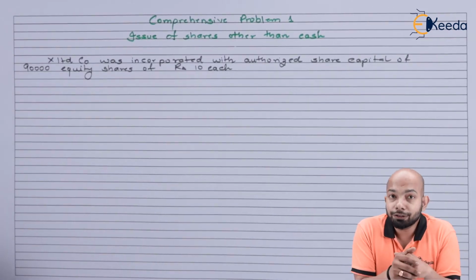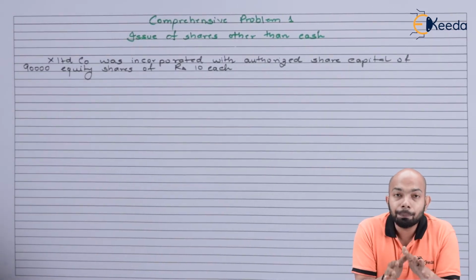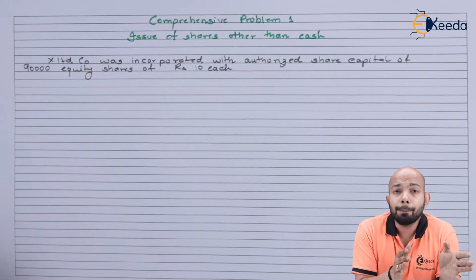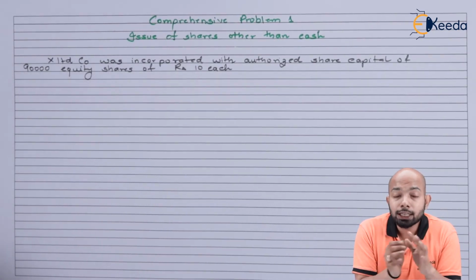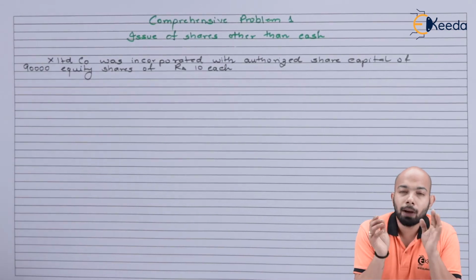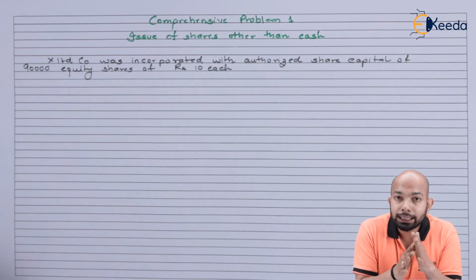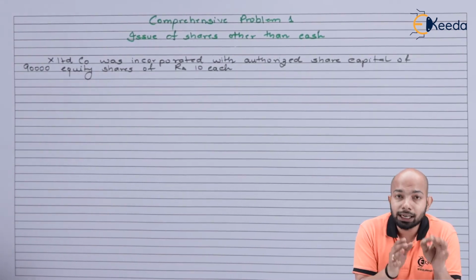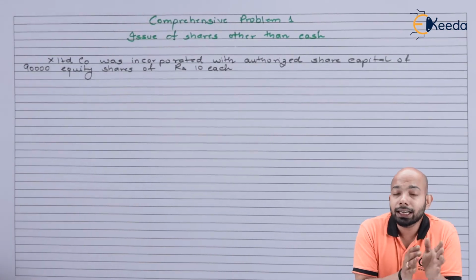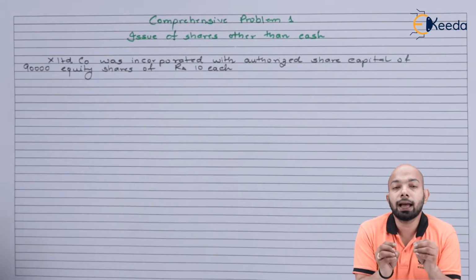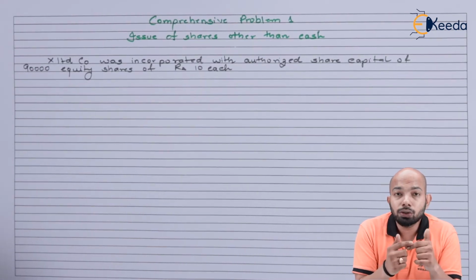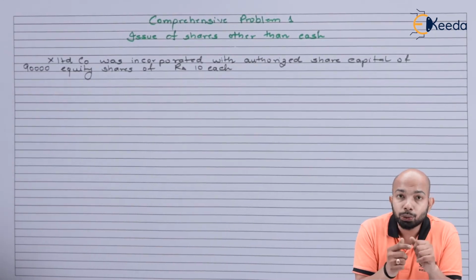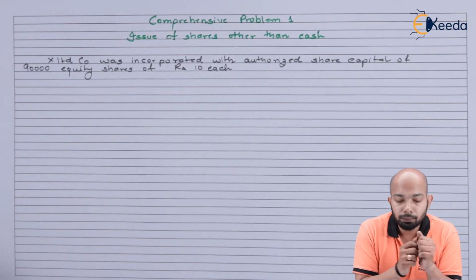Now, this question refers to X Limited company, which is authorized with a capital of 90,000 equity shares of rupees 10 each. This has been mentioned in the question. That means the maximum capital they can give out at any point of time is 90,000 multiplied by 10, that is 9 lakh rupees. That is the authorized capital of this specific company. Now, the question refers to how much they are issuing here. Let's figure it out.